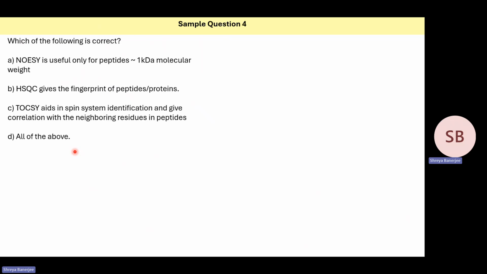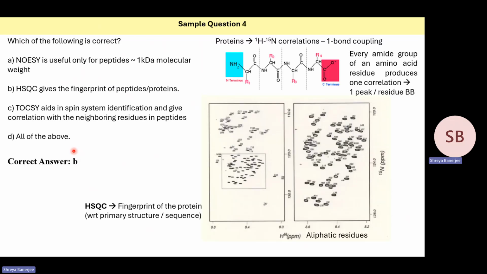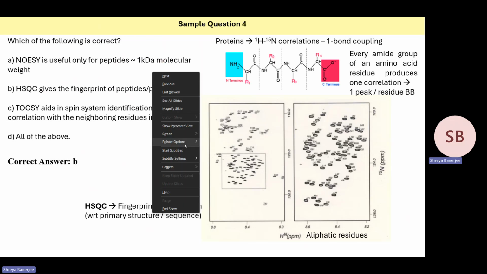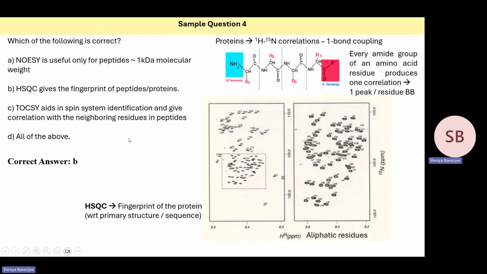Then you have a question. Which of the following is correct? Now we will look at it one by one. NOESY is useful only for peptides of 1 kilodalton molecular weight. That is wrong, because NOESY is useful even for large proteins. NOESY does not depend on that; it will give you an idea for much larger proteins also. So option A is incorrect.